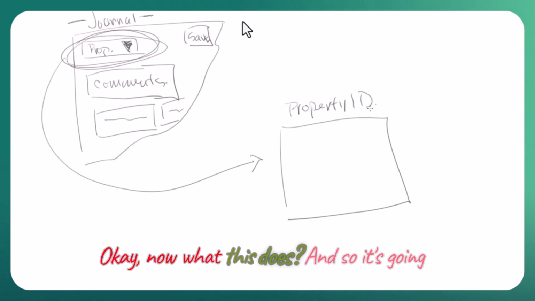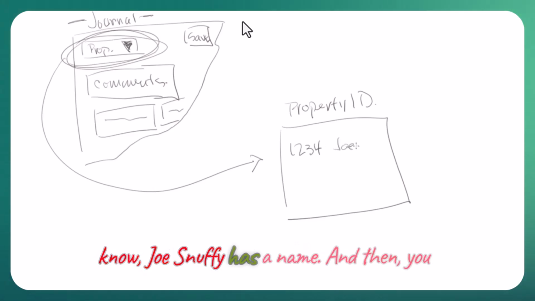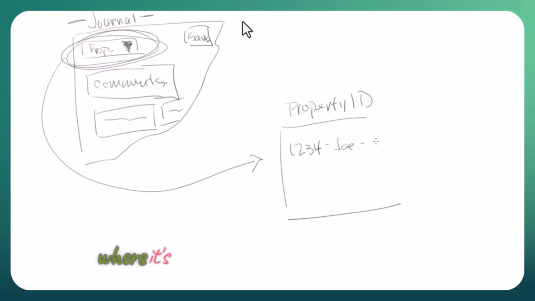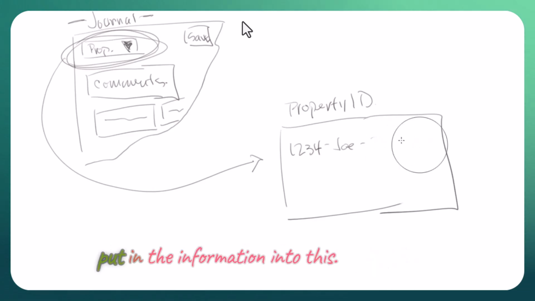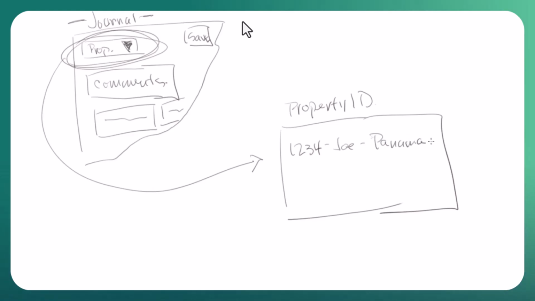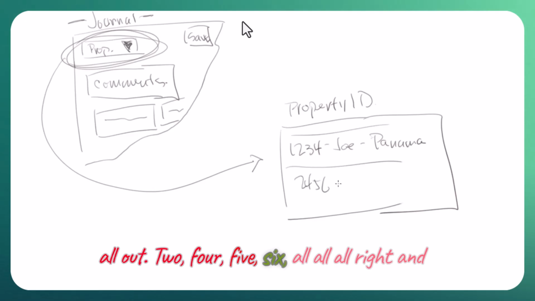Now what this does, it's going to list out 1, 2, 3, 4, and Joe Snuffy as the name, and then where it's located. We'll say Panama. So that's kind of how we're going to put the information into this list right here, and we're going to list them all out: 2, 4, 5, 6, blah blah blah.